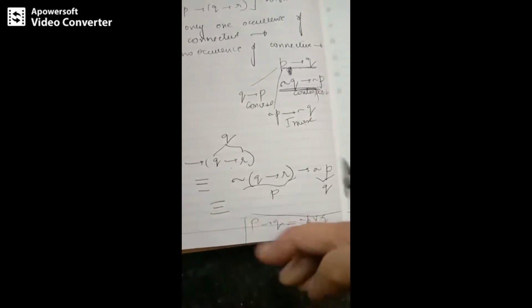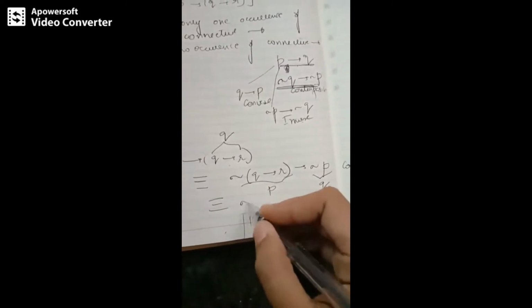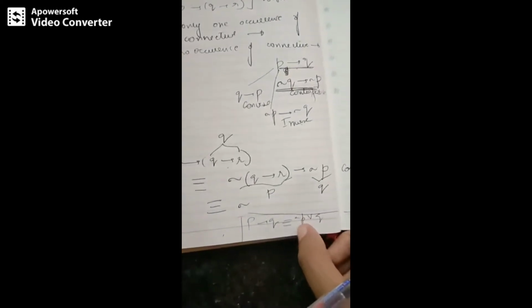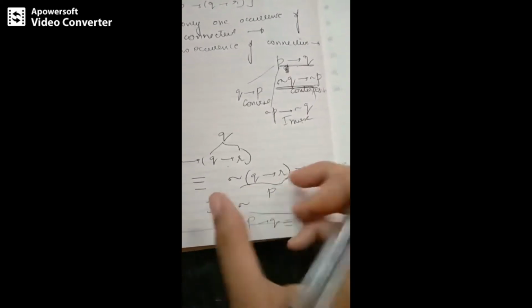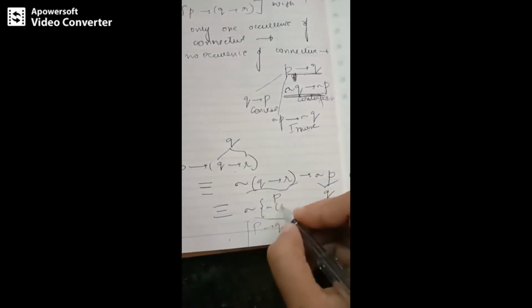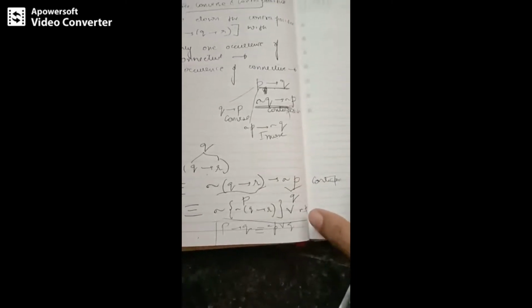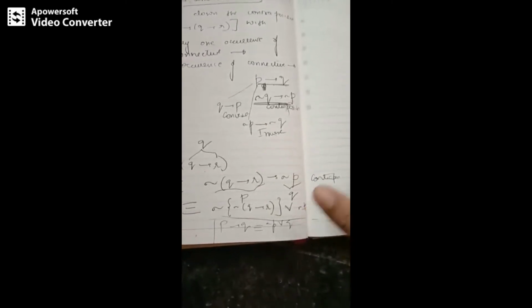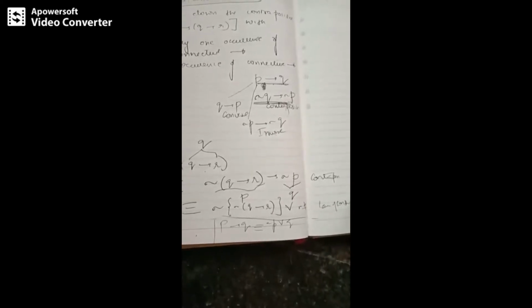But what is P? P is negation of Q implies R. But what we have to write? Negation P, right? Negation of this whole term. So negation of Q implies R, negation P, or what is Q here? Negation P. Correct? Q is negation P. So now let's simplify this term. We can also mention this is law of conditional. This is a conditional law, right?